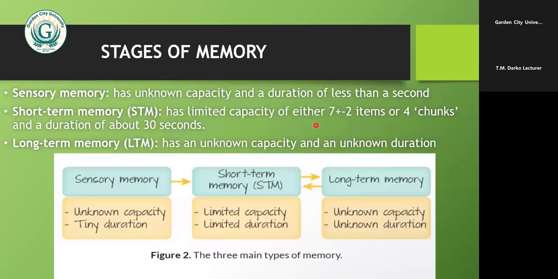The same thing applies to this. Your short-term memory can store either 7 plus or minus 2. So it can store 7 items. 7 minus 2 will be what? 5. So it can be 5, 6, 7, 8, and what? 9. Does that make sense?